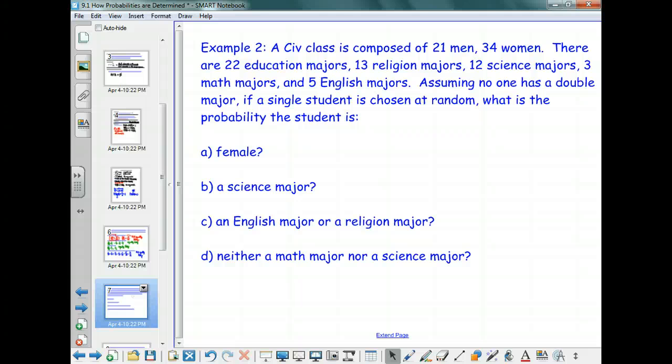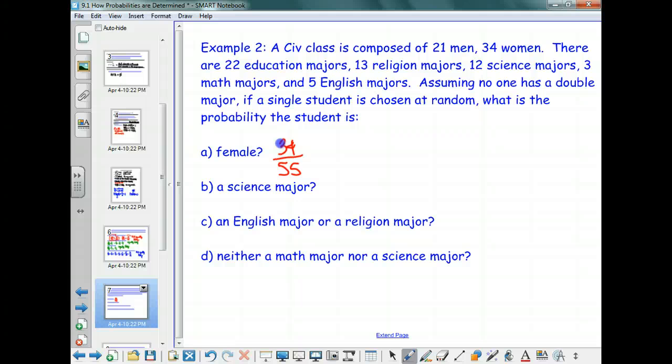We've got some examples. So, what is the probability that the student is female? Out of how many? 55. Right? Okay, 34 out of 55. And we should look to make sure that this doesn't reduce, because if it does reduce, we should reduce it, right? Will it reduce? No, it won't.